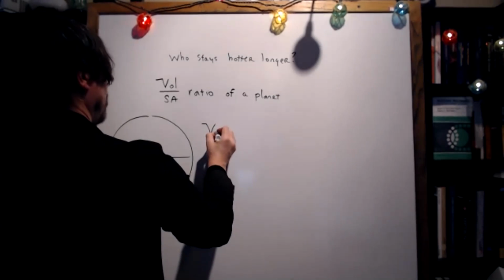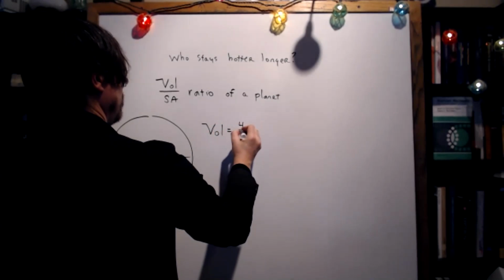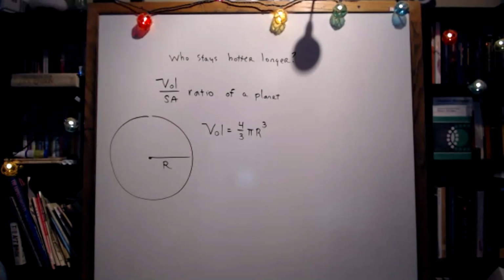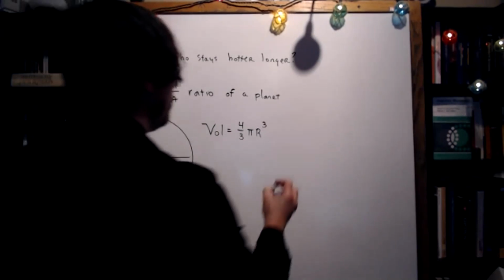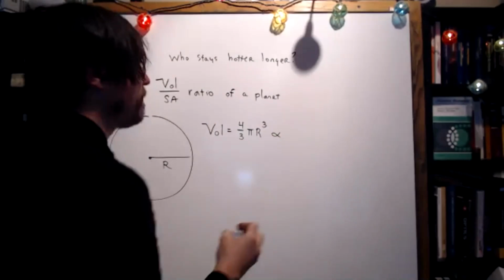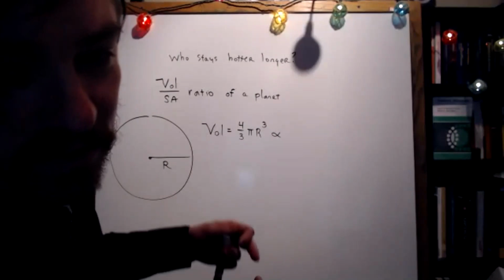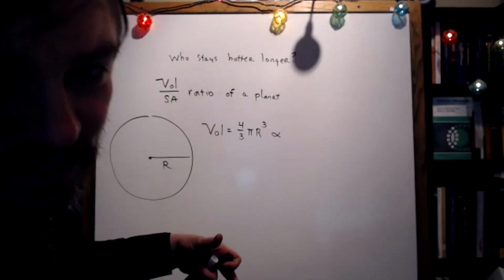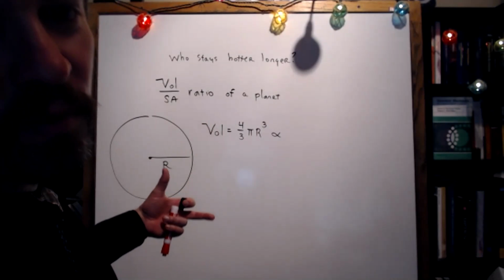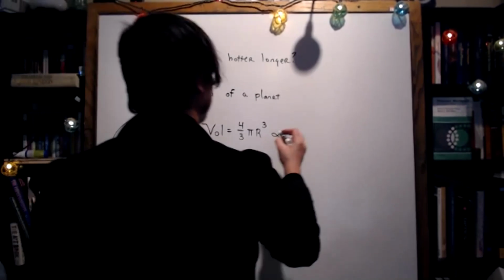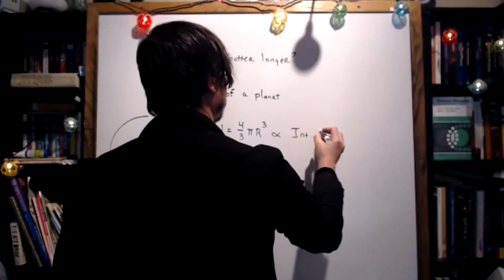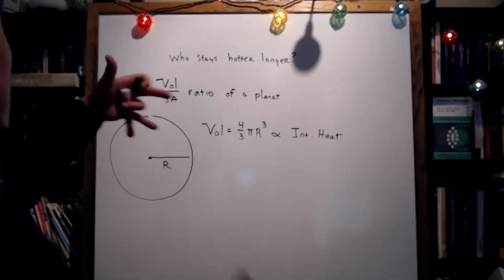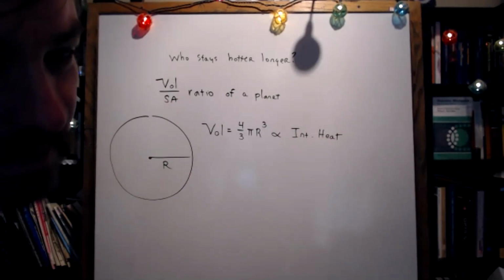Now, the volume of a sphere is equal to 4/3 pi r cubed. And I'm going to go out on a limb and say the volume of a planet will be proportional to the amount of accretion it has. Bigger planets have more accretion. Bigger planets have more differentiation. And bigger planets have more radioactive decay. So the volume of a planet is proportional to the amount of internal heat that you get, because you have more radioactive materials, you have more material forming the initial snowball of a planet.